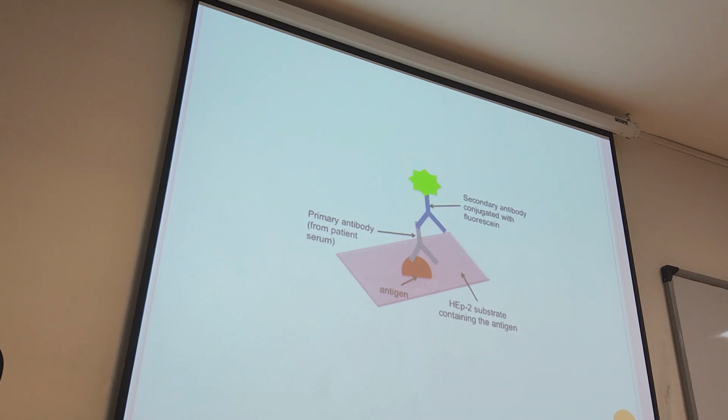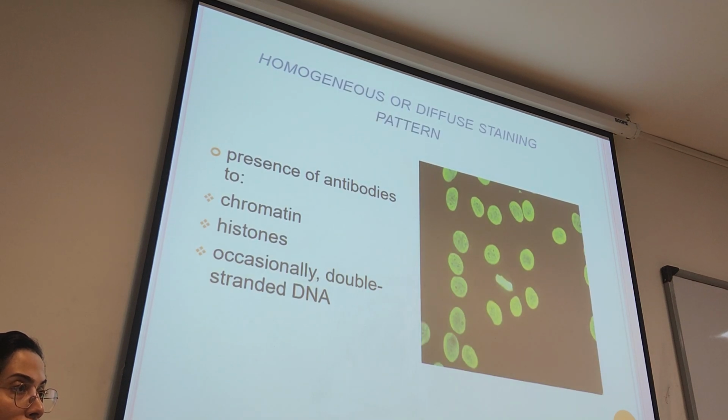And we use a secondary antibody which is conjugated by a fluorescent material. So if the patient has the antibody, the secondary antibody attaches to this antibody, and by examining the specimen by fluorescence microscopy, we see the fluorescence. We can find different types of antinuclear antibodies by examining the pattern of positivity.